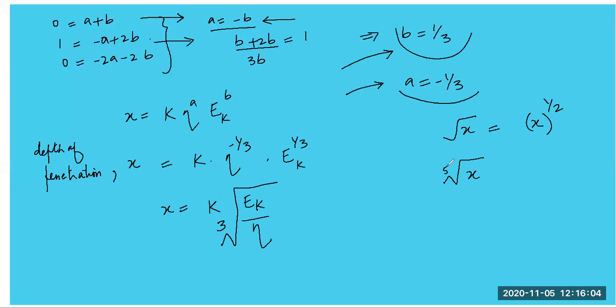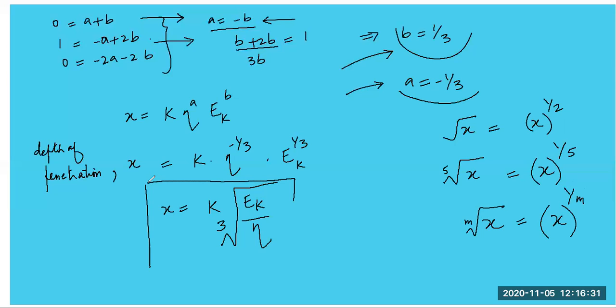When I write like this, that means it is the fifth root of x: x raised to the power 1 by 5, right? If I write here m, this is the mth root of x. This is x raised to the power 1 by m. Beautiful. So successfully we have derived the formula for the depth of cut. Am I right? So this is how we do things, students.